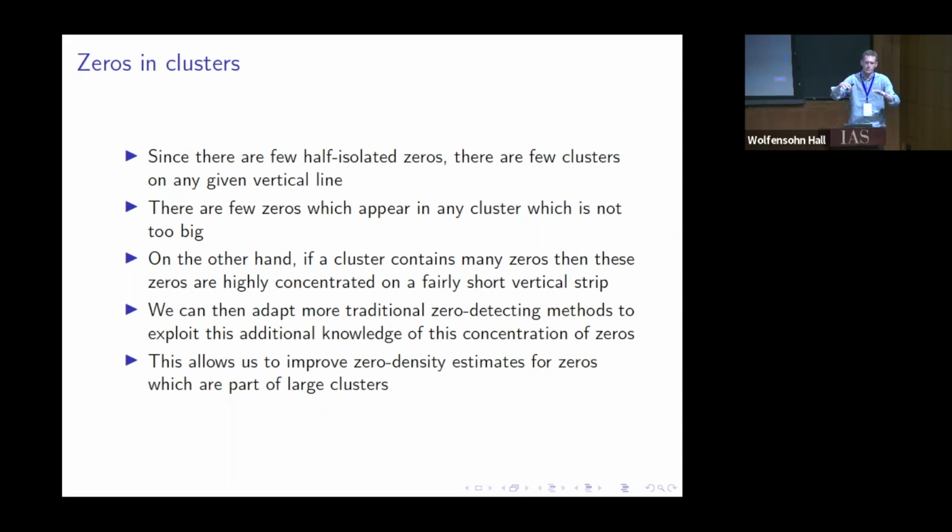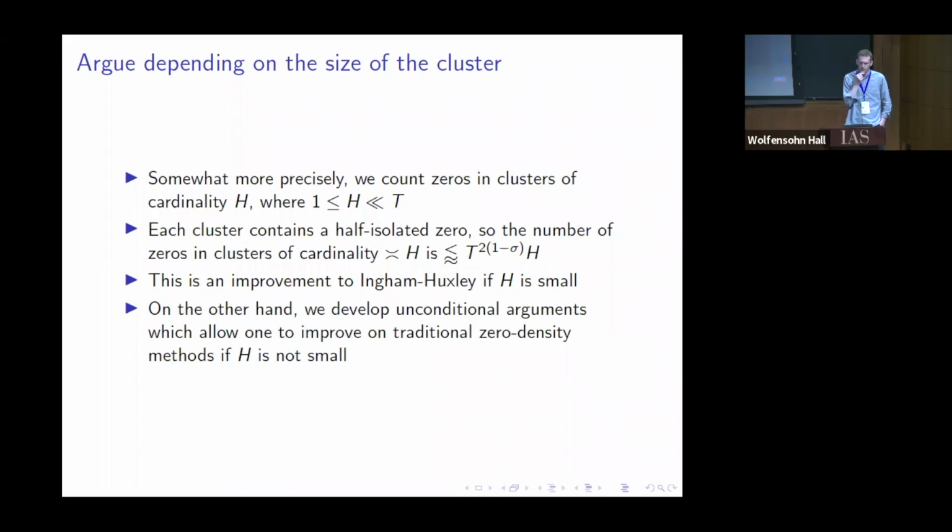Let me just make this slightly more precise. We'll need to introduce some parameter H, which keeps track of how many zeros are in a cluster. And as I said, every cluster has a half isolated zero. So if I look at clusters that have about H zeros, then I get this kind of bound on the cardinality. This would be an improvement if H is small compared to Ingham and Huxley, because there's some room between the density hypothesis and the Ingham-Huxley bounds. So if H is small, then maybe I just need to use the fact that there are few half isolated zeros. And if H is large, I'm going to use the fact that we have lots of zeros together in a short interval, and we can utilize this.